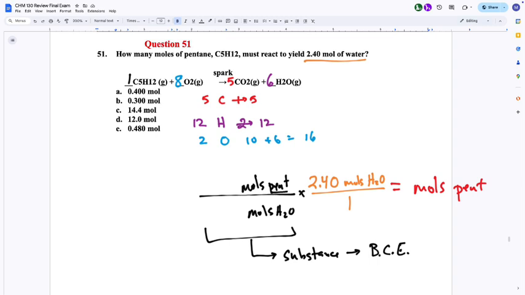The number that shows up in front of our pentane, of course it would bite me. Okay, our pentane was a C5H12. The number that shows up in front of it is a 1. The number that shows up in front of the water was a 6. What happens? The moles of water cancel, and I would be left with the moles of pentane. Is that what I wanted? Yep. So now I can do the math. 2.4 divided by 6, and I have my answer.